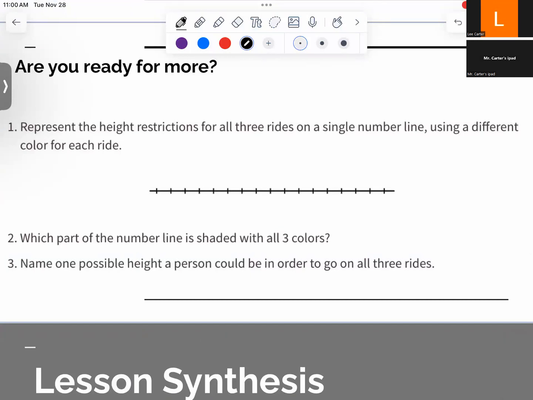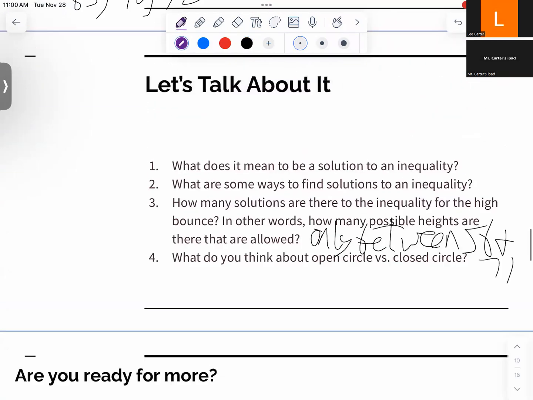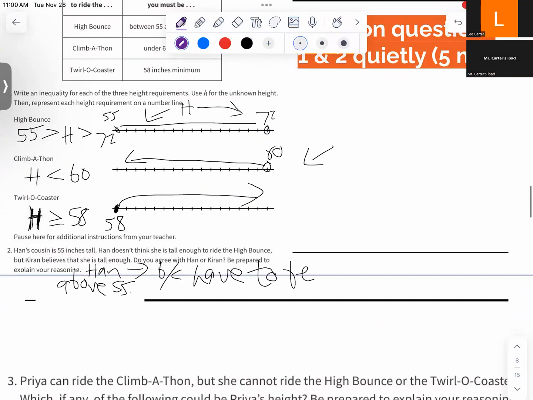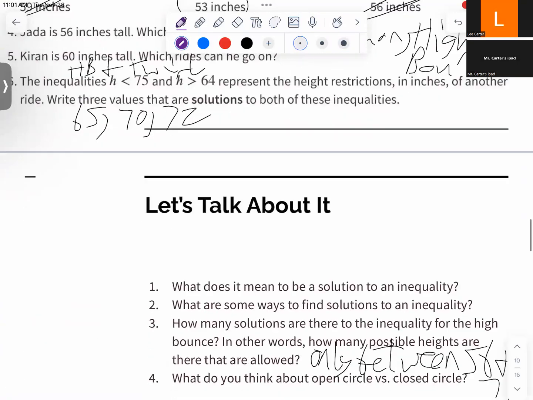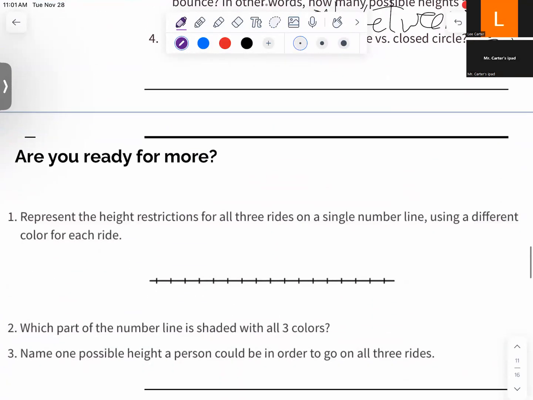Next, represent the height restrictions for all three rides on a single number line using a different color for each ride. Okay, so we're going to do high bounce. I'm going to do purple. So it's 55 to 72, and height is between that. Okay, so here's my, let's put 55 and 72 here. Okay, so this is going to be 55 to 72. All good right there for the high bounce. Okay.